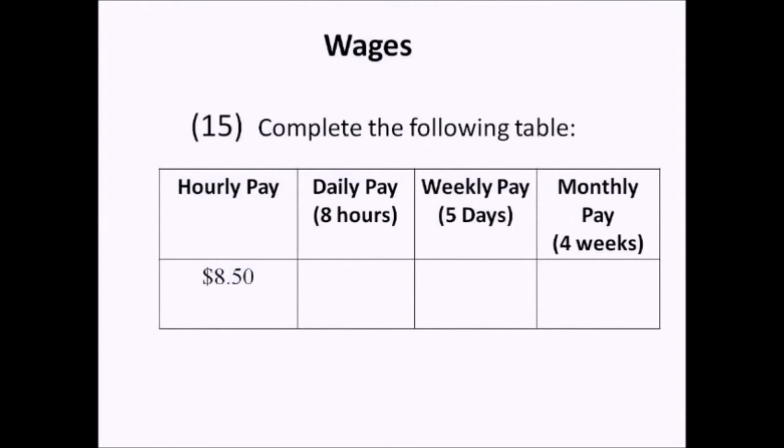And here we go on to number 15, wages. Complete the following table. You have the hourly pay, the daily pay, the weekly pay, and the monthly pay. You are paid $8.50 an hour. How much are you paid for 8 hours? How much are you paid for 5 days? And how much are you paid for 4 weeks? Okay. Work those, multiply, get your numbers, put them in on the table. Straightforward, just multiplying. Do it quickly.